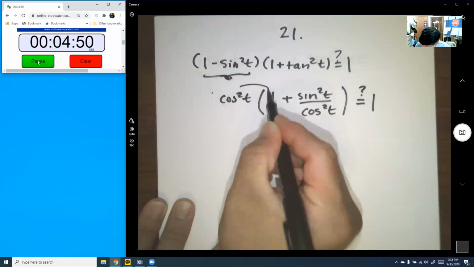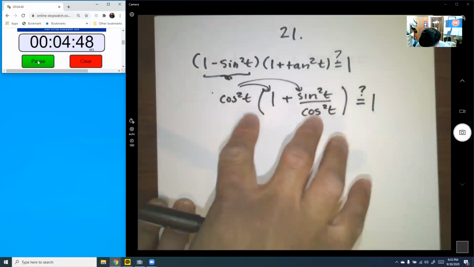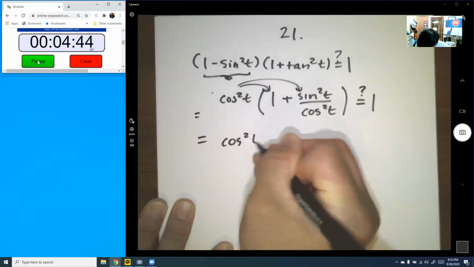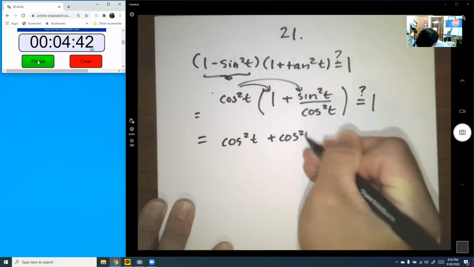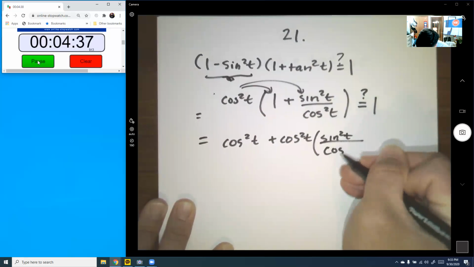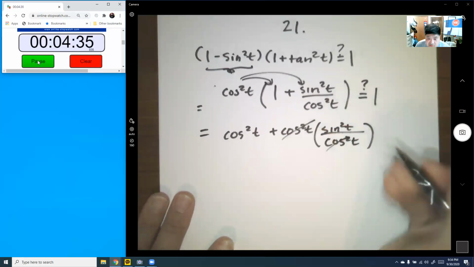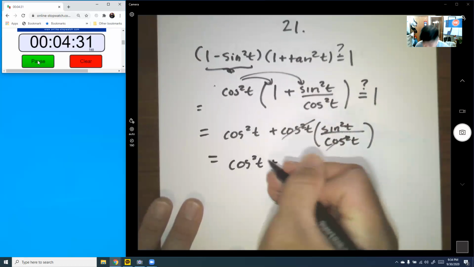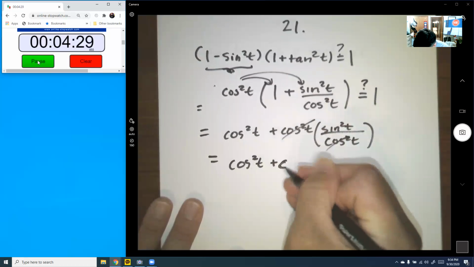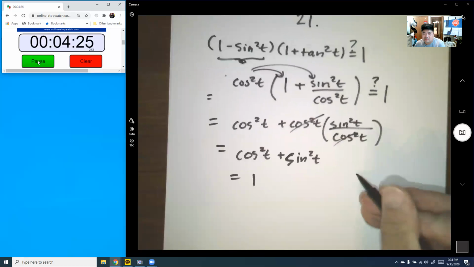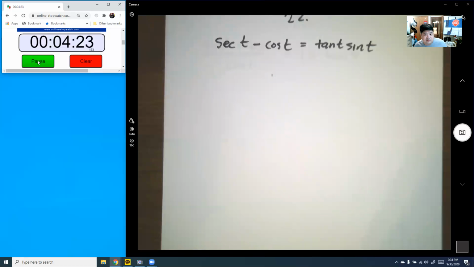And then we'll distribute the cosine squared t. So we have cosine squared t plus cosine squared t times sine squared t over cosine squared t. And the cosine squared t's divide out. So I have cosine squared t plus sine squared t. And that is the Pythagorean identity that is equal to 1. So that one is verified.